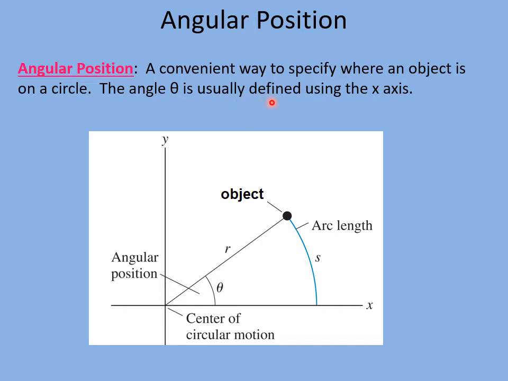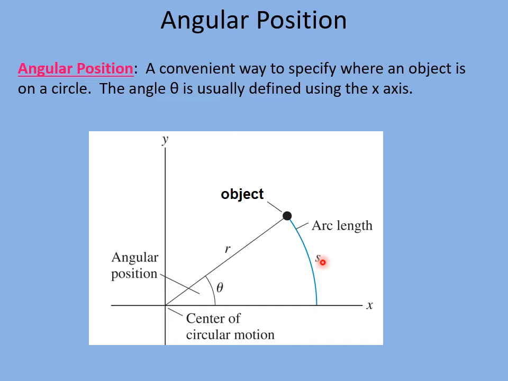The angle theta is usually defined using the x-axis. Here is our object, and you can think of this object as going around in a circle. We've drawn here an XY coordinate system, with the origin right at the center of the circle. Remember, this is the radius of the circle. This distance over here, this arc of the circle, is called the arc length, which is given by the letter S. We'll be talking about these relationships in the next couple of slides.